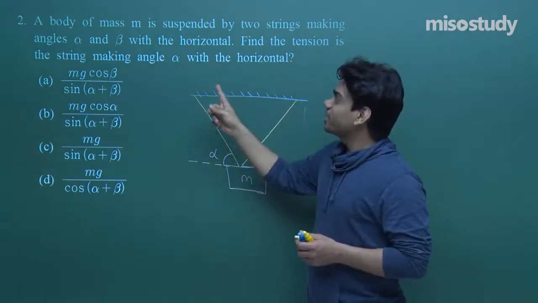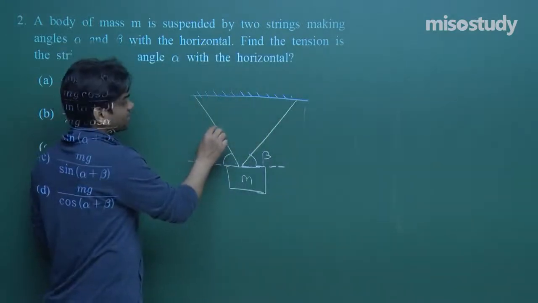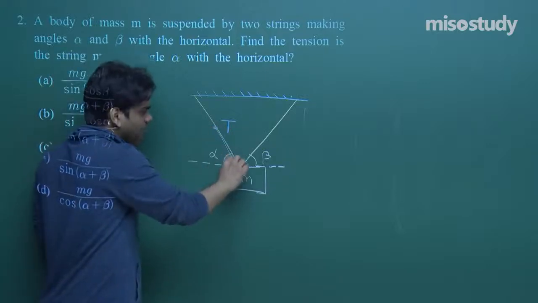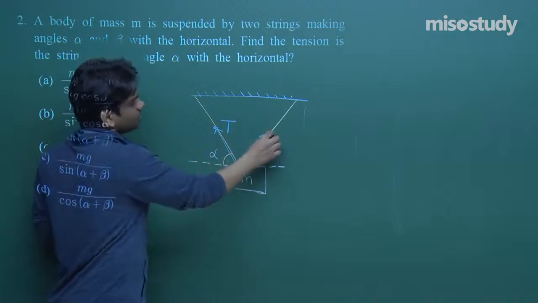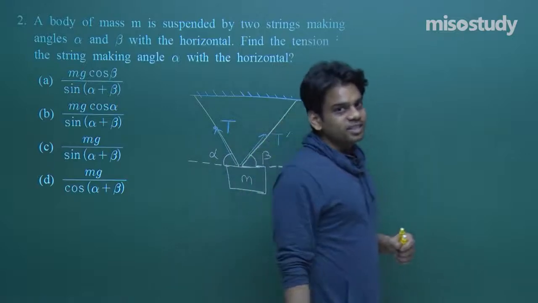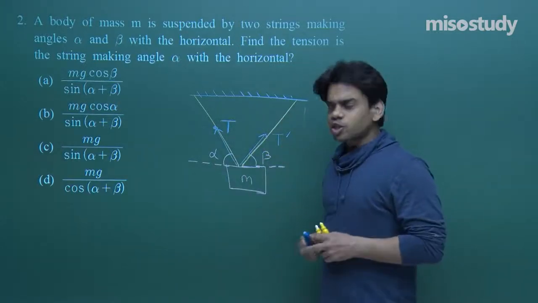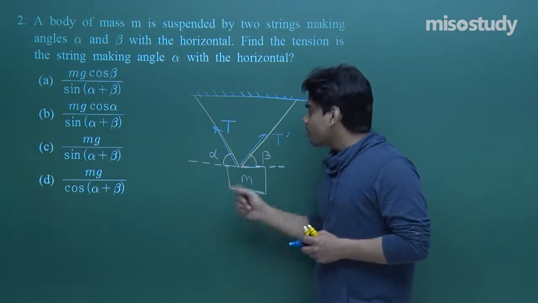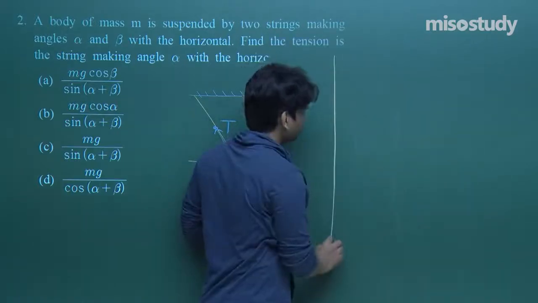Find the tension in the string making angle alpha with the horizontal. So we need to evaluate the tension in the string acting here. Let's say this is tension T, and here the tension acting is T dash, in the other string, and tension T is acting in this part of the string. So for the horizontal equilibrium, we will be having T cos alpha equal to T dash cos beta. So let us write T cos alpha for horizontal equilibrium.